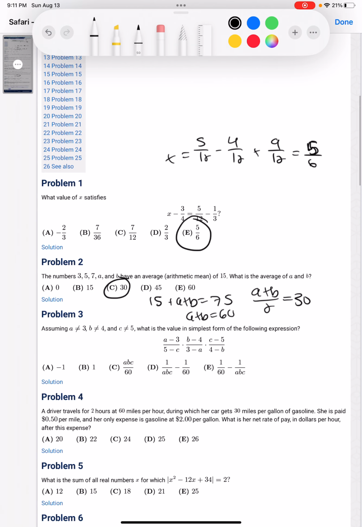So what is the value in simplest form of the following expression? We know these are negative inverses, and so are these, and so are these. Therefore, the answer is just negative 1 cubed. Negative 1.